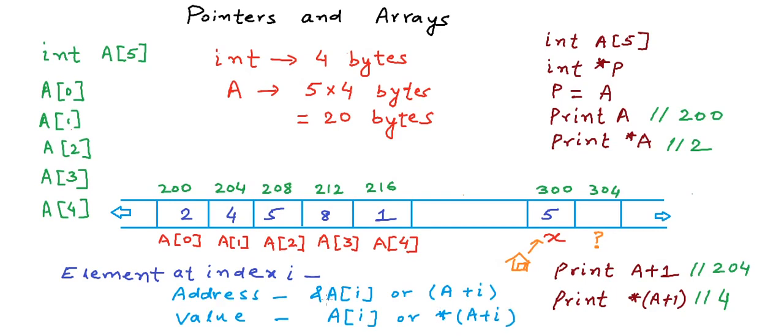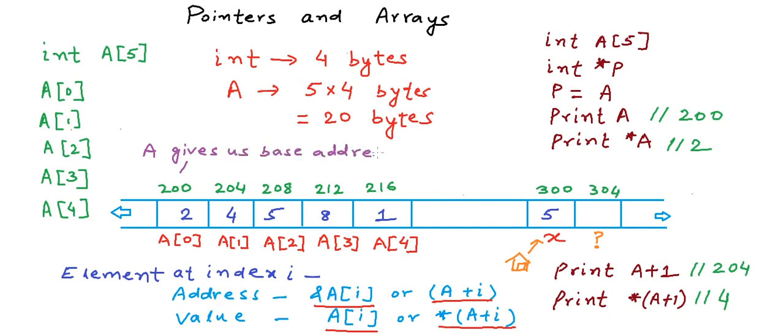Now this is an important concept. We can write ampersand AI or a plus I for each other and they mean the same, and we can write AI or asterisk (a plus I) for each other and they mean the same. The address of the first element in the array can also be called the base address, and simply using the variable name a gives us the base address of the array.